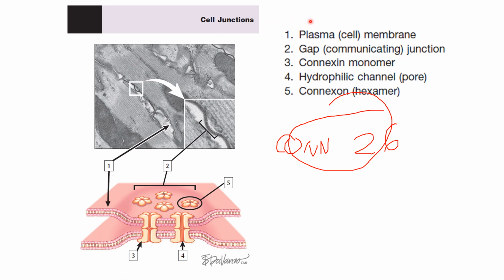The different parts of the cell junctions are labeled as follows. Number one here is the plasma or the cell membrane. Number two, the gap or the communicating junction. Number three is a connexin monomer, the cylindrical tube-shaped structure over here. Four is the hydrophilic channel or pore. And five here is a connexon, which is a hexamer, meaning it is composed of 6 protein subunits.